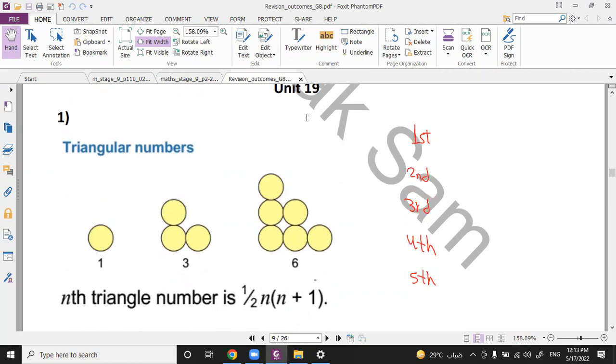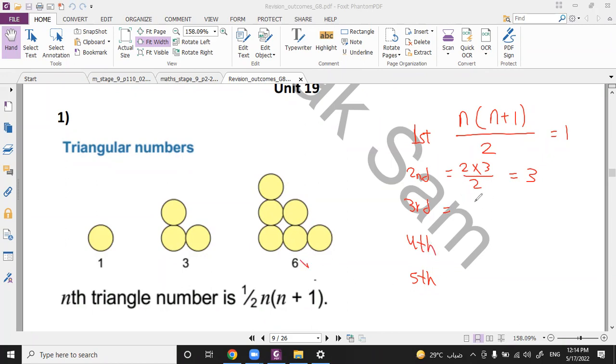I think it's n times n plus 1 divided by 2. And let's apply it just to check. If I want to find the first triangular number, it's 1 times 1 plus 1, 2. 1 times 2 divided by 2, so it's 1. The second triangular number, it's 2 times 2 plus 1, 3 divided by 2. It's 3.